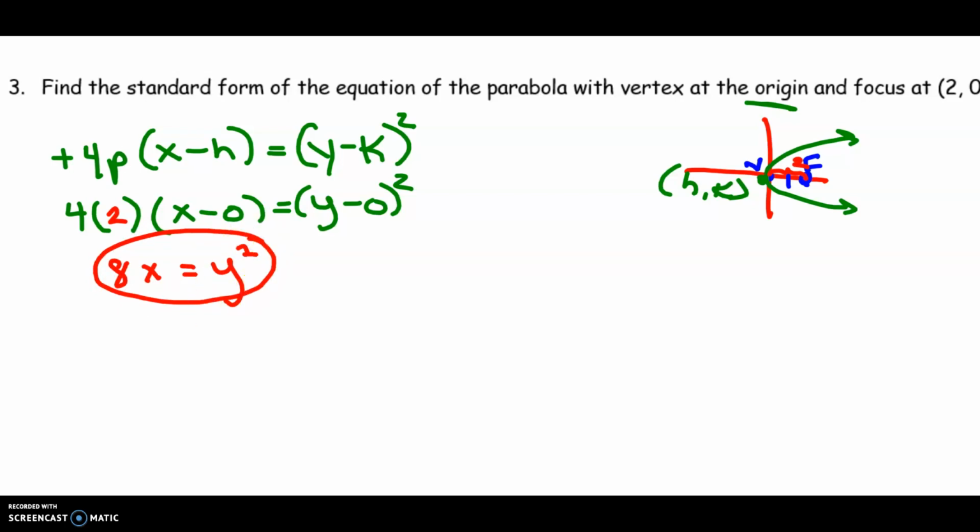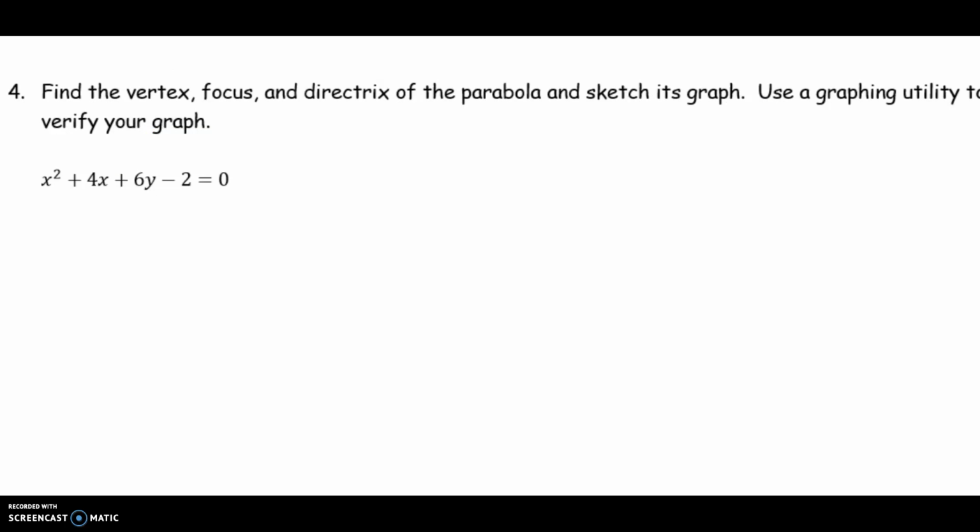Okay, on to the last problem. You've been a sport, I'm sure, listening to the very, very long lesson. Find the vertex, the focus, and the directrix of the parabola. Sketch its graph. So I look at this and I go, oh boy, I need to get it in the correct form. I see x is squared. I see the leading coefficient is positive. So I know I'm looking for my equation to look like this: 4p(y minus k) is equal to (x minus h) squared.